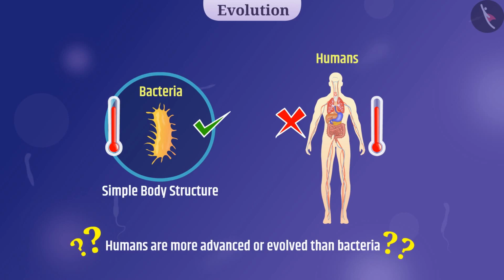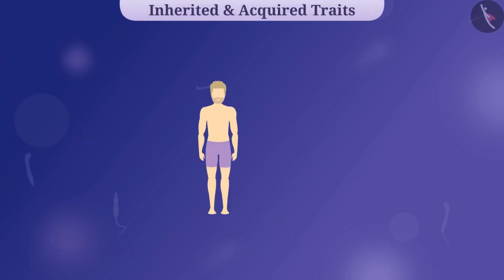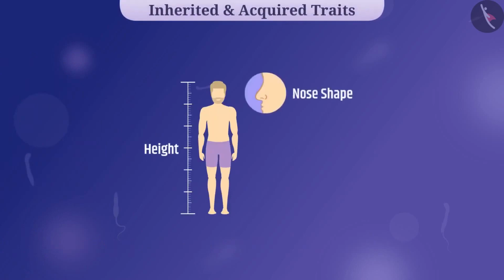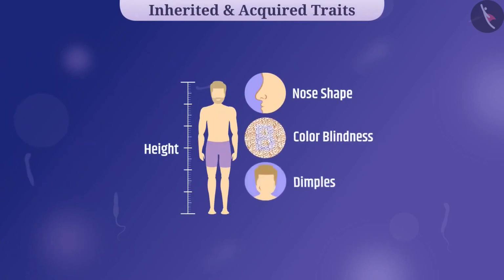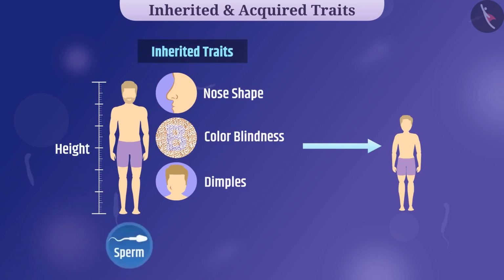Now, let's discuss another aspect of development. Some characteristics such as height, nose shape, color blindness, dimples can be transmitted from one generation to the next. Such characteristics are called inherited traits. Inherited traits are stored in the DNA of gametes. Therefore, these are transmitted from one generation to the next, which takes the organisms to evolution.